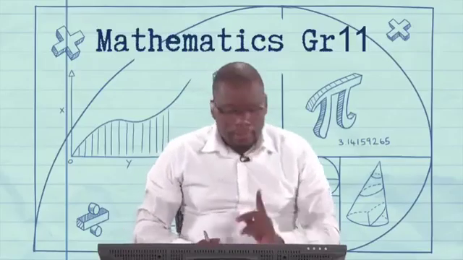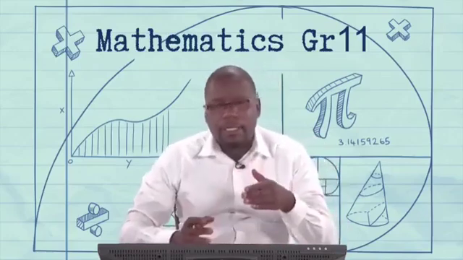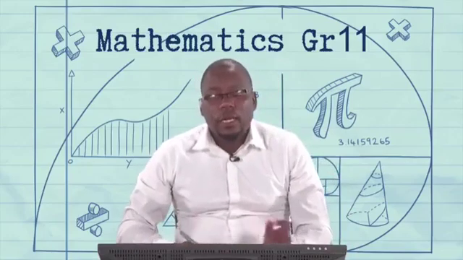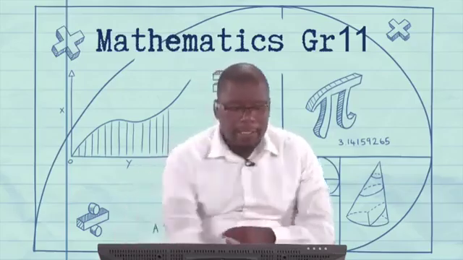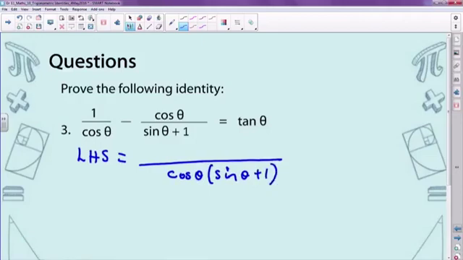All right, guys. Good. Let's remind ourselves again. When we're dealing with identities, we need to make sure that we take the complicated side. Here, the left-hand side is complicated, and I'm working with fractions. Now, we need to decide what our LCD is. In this case, our LCD is cos theta, bracket sine theta plus 1, right?